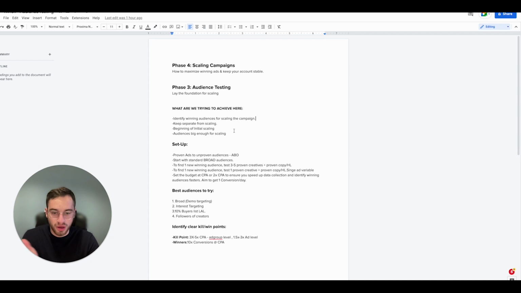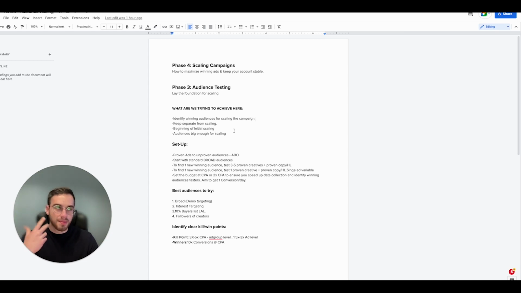I like to use ABO in general, even at scaling, which is going to be in the other video that I'm going to be making. I haven't seen CBO working very well on TikTok. It might just be me, but I constantly use ABO, trying to have control over my budget and isolating each variable to have a clear way to scale things. So have proven ads to unproven audiences. I'm going to start with standard broad audiences.